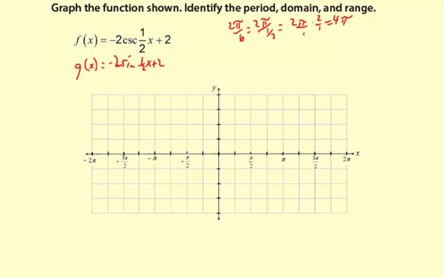So what I'm going to do is change the scale on the graph. I'll make this pi, 2 pi, 3 pi, and 4 pi. This will be negative pi, negative 2 pi, negative 3 pi, negative 4 pi.